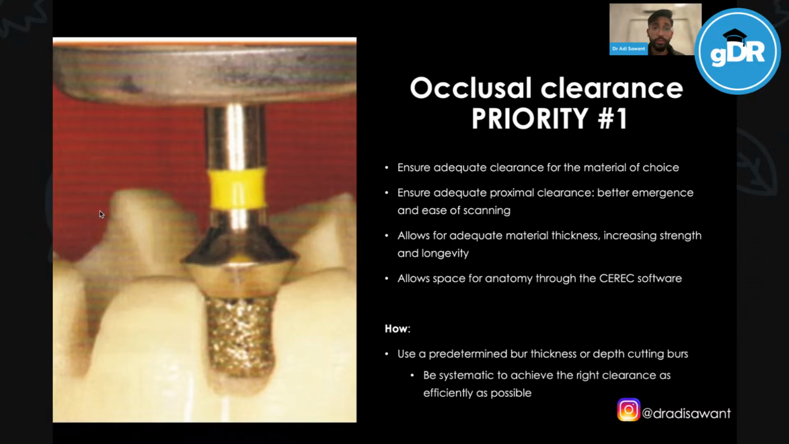So err on the side of going a little bit more as long as you're not getting too close to the pulp. Ways to do that: use a predetermined burr thickness, or you can use a Meisinger type depth cutting burr. Just develop a system and it'll be a lot easier.